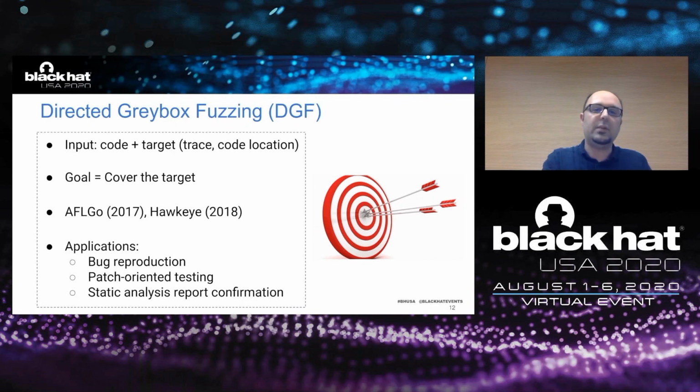So it has interesting applications in security, such as bug reproduction. Typically you have some partial information, a report on a bug, but you don't have the triggering input. So with directed fuzzing, you can try to find the triggering input for this bug report. Patch-oriented testing, where you will try to direct your testing towards some specific part of the code, typically a patch. And for example, confirmation of static analysis reports, to see if there are false positives, false alarms, or real problems.